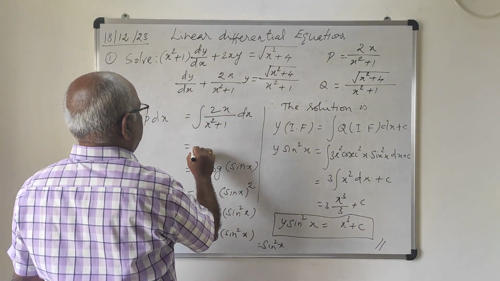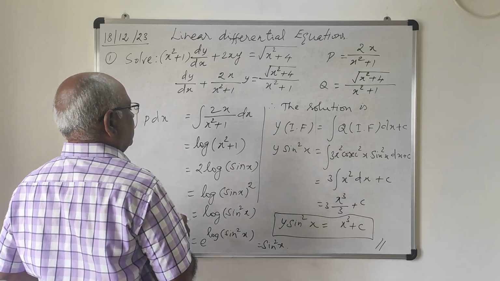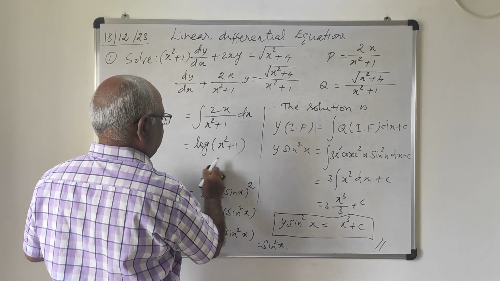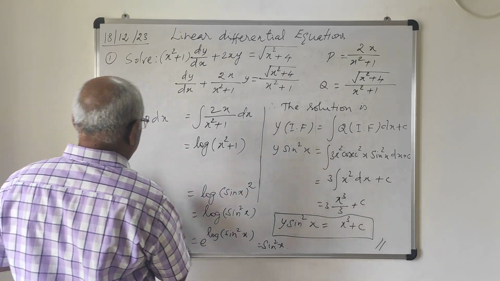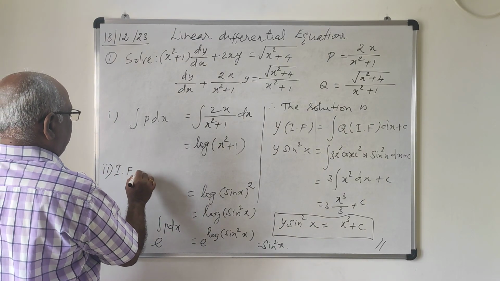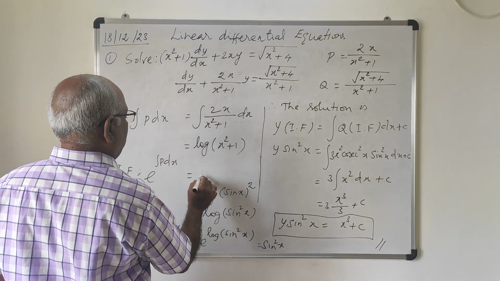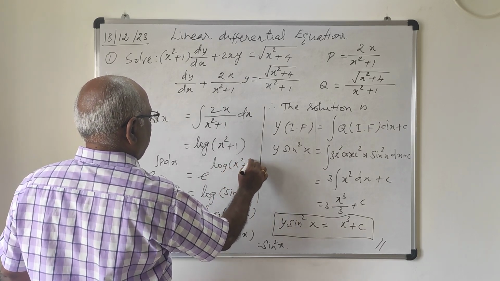The answer for the integration is log of the denominator, log of x square plus 1. That's all. Next step is the integrating factor. Integrating factor is e power integral p dx, that is equal to e power log of x square plus 1.